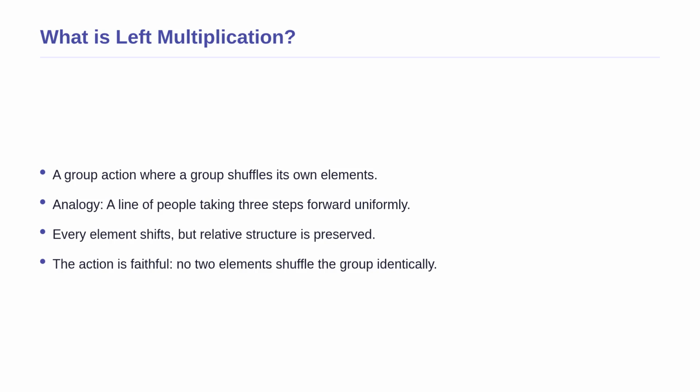Let us start with our first major concept, left multiplication. Imagine you are standing in a long line of people, and a director asks everyone to take exactly 3 steps forward at the same time. The entire line shifts uniformly in one direction. No one changes their relative position to the person standing next to them, but every single person ends up in a brand new spot. In advanced group theory, this uniform shifting process is an analogy for left multiplication.